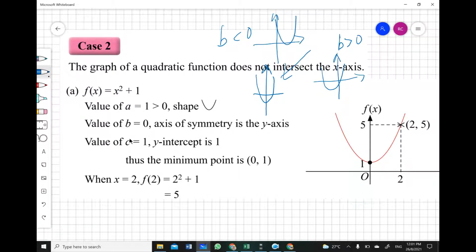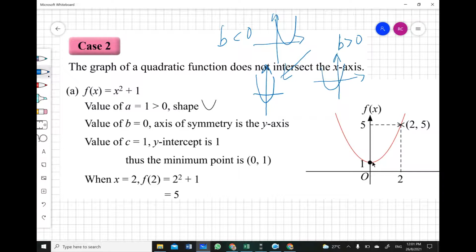Now, the value of the C, also get it from here. Value of C is equal to 1. Therefore, C is the y-intercept, that is 1. Thus you know that the minimum point, because it is in the middle already, the position of the x here is 0. So we have a 0 over here, and the y-intercept is 1, so the coordinate is (0, 1). So you have the first point here.